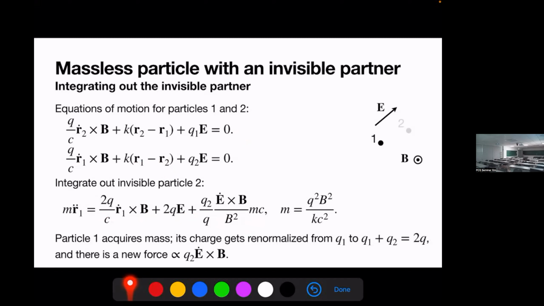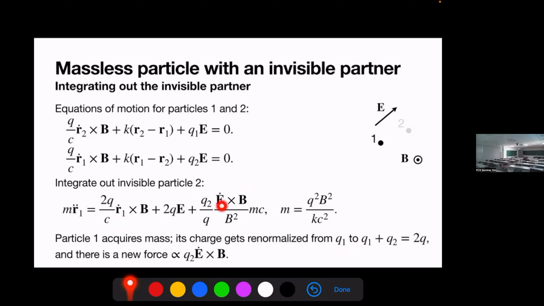So this equation has the usual form expected, with a mass, with a coupling to the magnetic field, the normal one, proportional to its own velocity, and a coupling to the external electric field with a different charge now. It used to be Q1, and now it's the sum of the two charges because the electric force pulls both electric charges. And so if we integrate out particle 2, then its electric force is transferred to particle 1. But notice that there is an additional term that changes the dynamics somewhat.